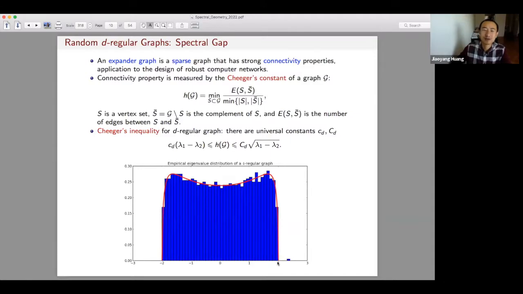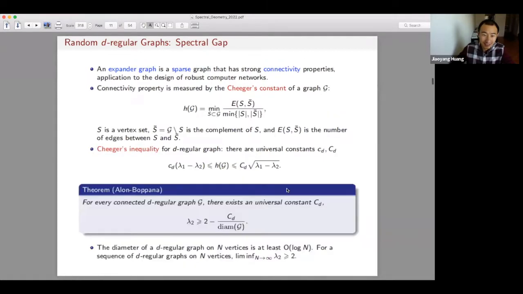So it turns out random d-regular graphs are typically very good expander graphs. They all have a large gap between the first and second largest eigenvalue. And you may wonder, for d-regular graphs, what is the largest possible spectral gap? What are the graphs with the largest gap between lambda 1 and lambda 2? This question was answered by Alon and Boppana.